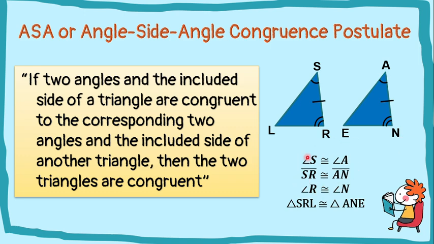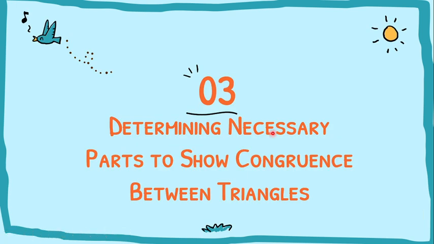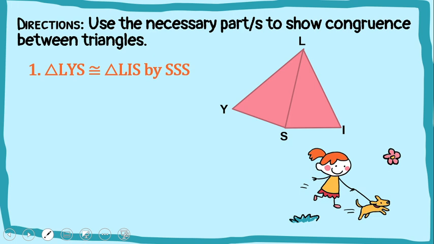So, given the three parts that are congruent, so angle S is congruent to angle A, side SR is congruent to side AN, and angle R is congruent to angle N, we can say the triangle SRL is congruent to triangle ANE. So, those are the three triangle congruence postulates. Now, let's take a look at determining necessary parts to show congruence between triangles. So, these are examples again. So, directions, you're going to use the necessary part or parts to show congruence between the triangles.